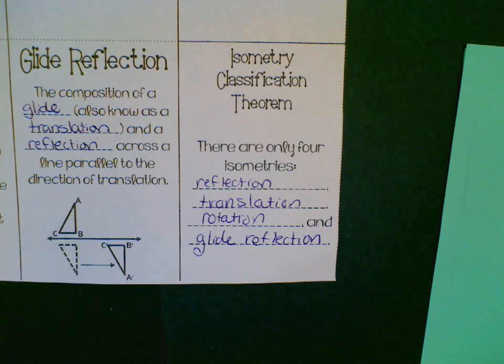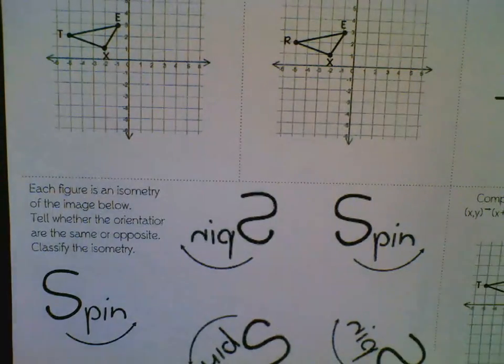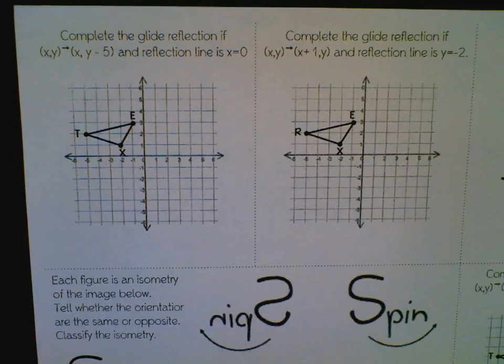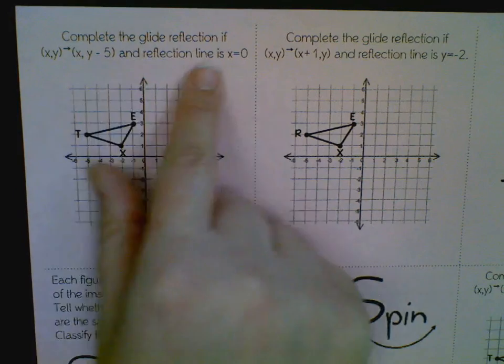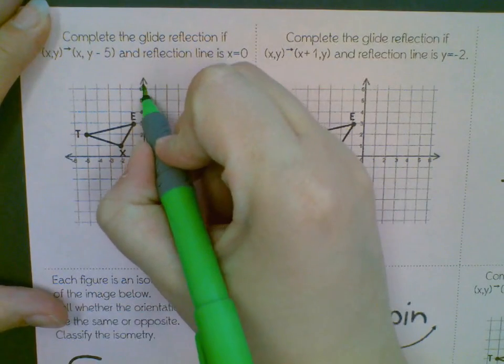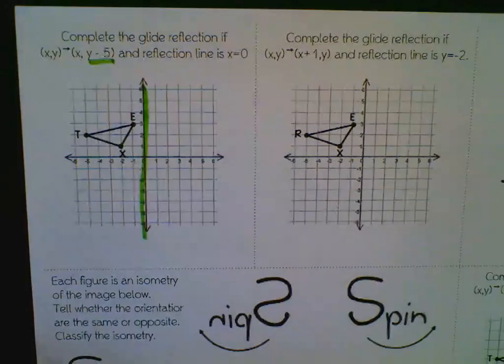Okay, so let's take a look at our examples. So we're going to start with our first graph up at the top. It says to complete the glide reflection, if our rule is (x, y minus 5), and we're reflecting over y equals 0. Okay, so we have a line of reflection and a translation because we're doing a glide reflection, so that means 2 things are happening. So we're reflecting over this line, and we're going to translate it down 5 units.